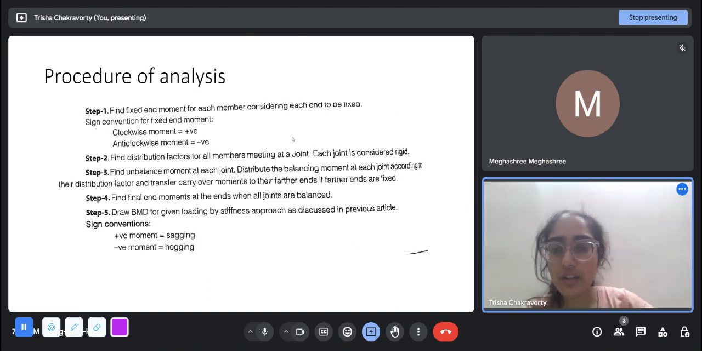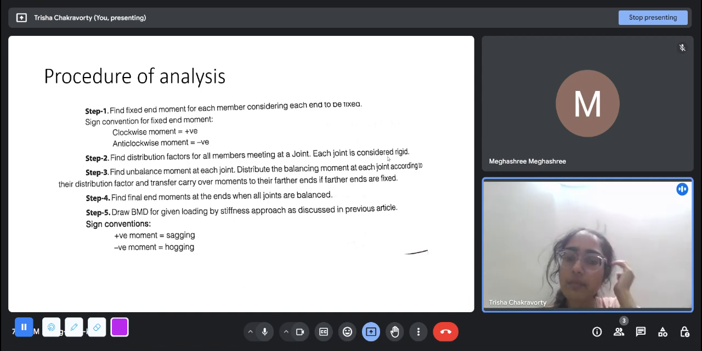Now we move on to the procedure of analysis of the moment distribution method. Find fixed end moment for each member, considering each end to be fixed. Every joint you have to consider fixed. Sign convention for fixed end moment: clockwise moment is positive, anti-clockwise moment is negative, as I said. Then for each joint, we have to see how many members are meeting, find the stiffnesses of all the members, and from that find the distribution factors for all members meeting at a joint. Each joint is considered rigid. What does rigid mean? Rigid means that it itself is not translating in any direction.